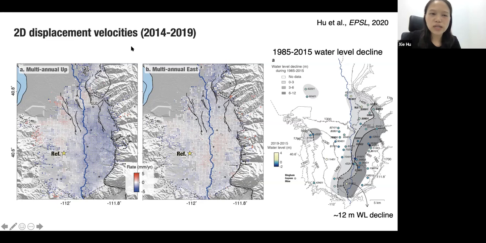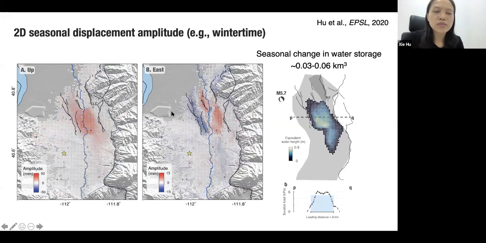for the 5-year displacement rate, when we pick the reference point to the west of this valley, we can see the eastern part is subsiding by a couple of millimeters per year. And this spatial distribution can be explained by the water level decline of 12 meters during 1985 to 2015. Well, here, for the seasonal displacement amplitude, say for the wintertime, this aquifer is uplifting by 15 millimeters with horizontal east-west extension of 13 millimeters. So this follows the poroelastic deformation. So complying with the storage coefficient we obtained in the previous study, we infer that the change in water storage amounts to 0.03 to 0.06 cubic kilometers.